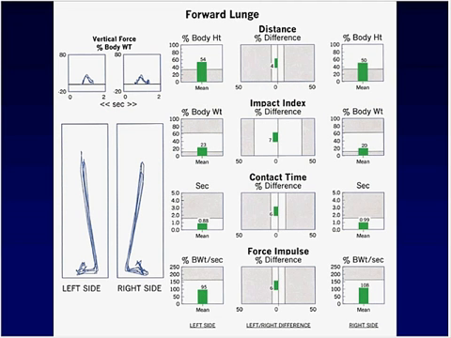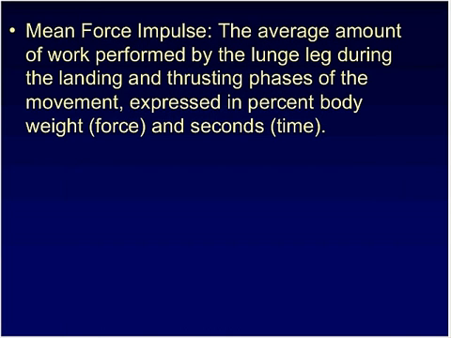I'm going to skip through a couple of those and just take you to the screen. So the forward lunge provides you the distance and the comparison between limbs, the impact index, which is the impact as they're pushing up the landing, and then the contact time and the force impulse, which can also be compared between right and left limbs. And I'll talk a little bit more about this as far as the interpretation when we get to some of the data that we found from patient populations.